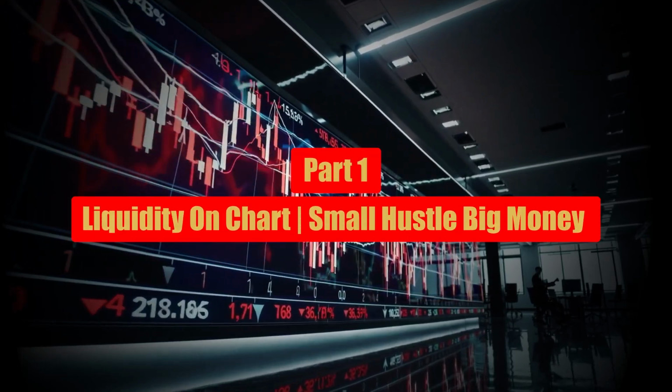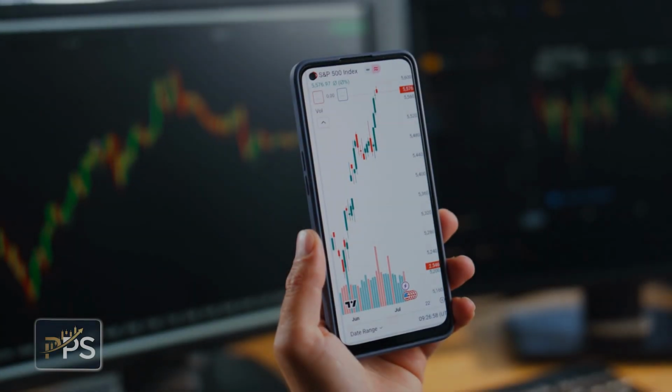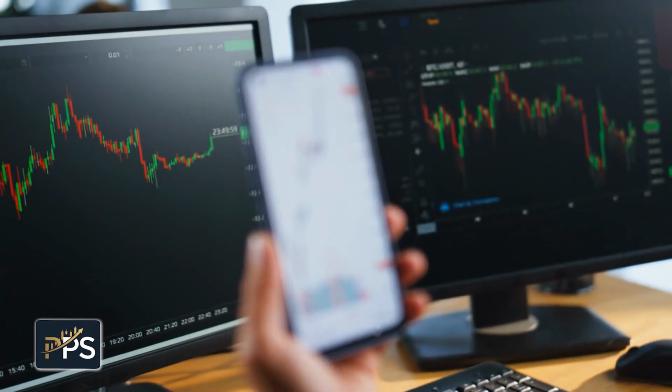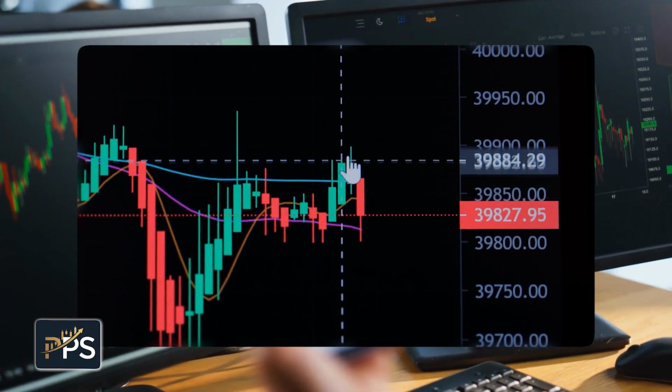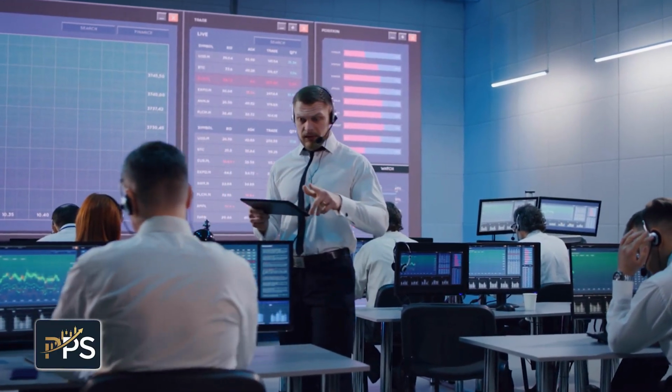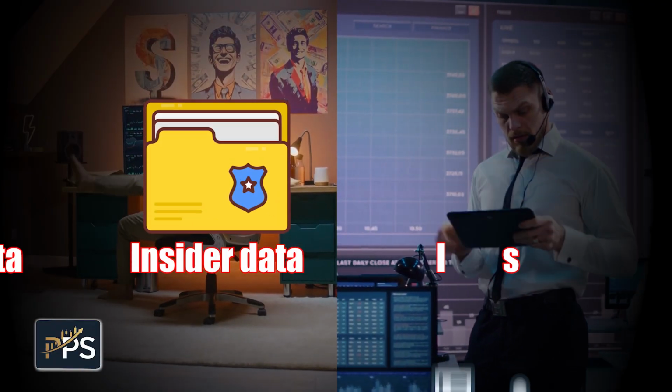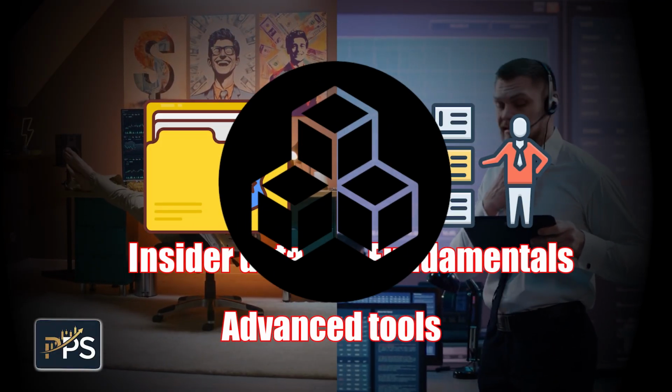Liquidity on chart, small hustle, big money. Success in trading is never guaranteed, but one thing is certain. Your ability to read charts plays the biggest role in shaping your journey. Unlike big institutions, retail traders like us do not have access to inside market data, hidden fundamentals, or advanced resources.